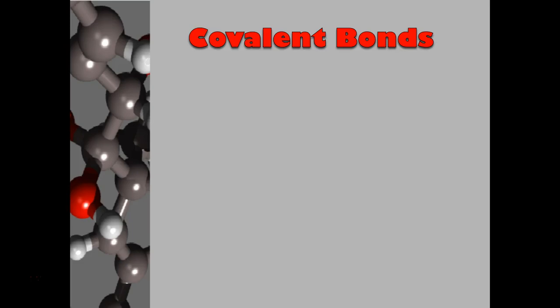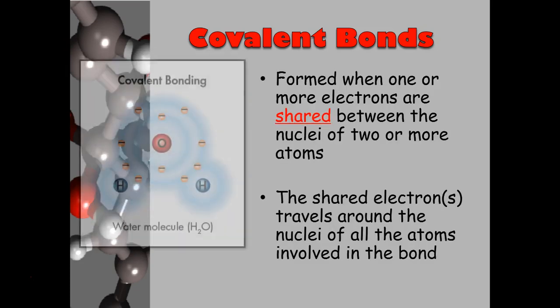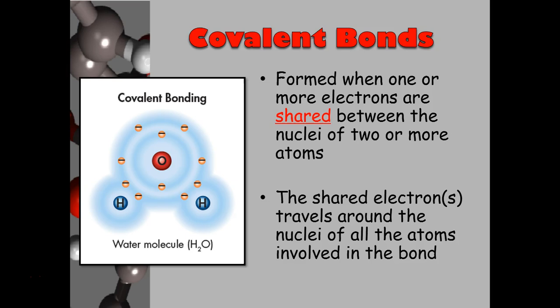So we're going to pick up with covalent bonds today. Last time we were talking about ionic bonds, where atoms are attempting to fill their valence shell by either accepting or giving away electrons. Covalent bonds, on the other hand, are going to occur when one or more electrons get shared between atoms.